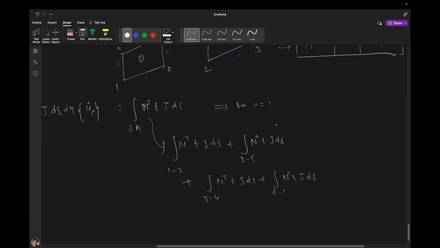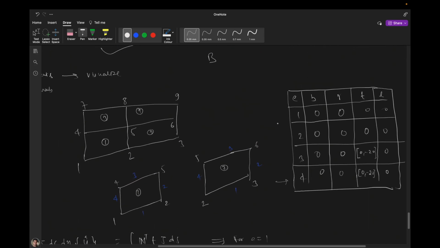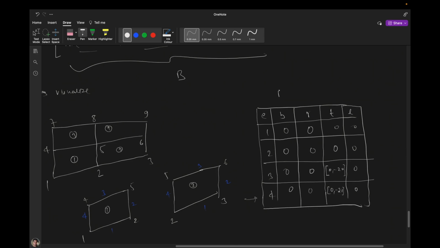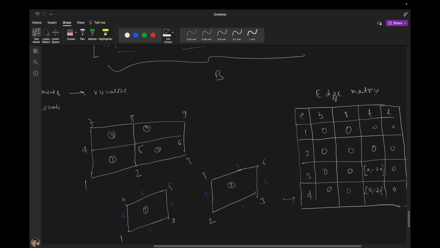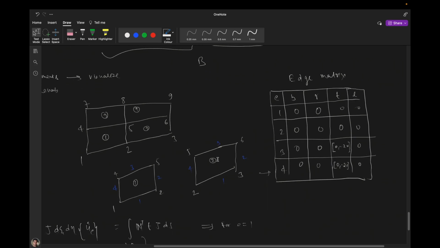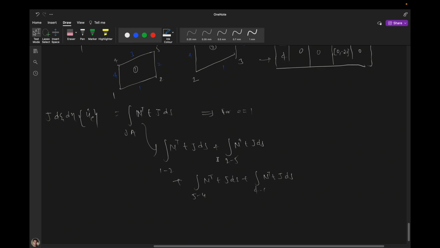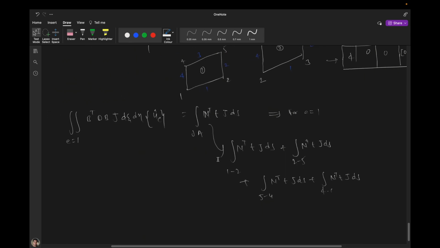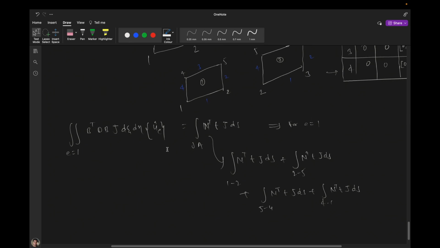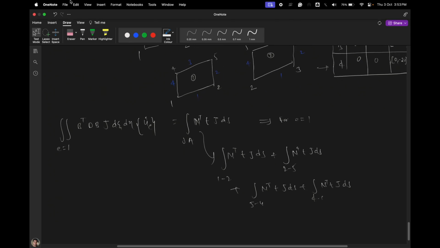So while assembly, this edge matrix will help. We will be using the edge matrix in this case, so it will be very easy to solve. Yeah, it's all about the edge matrix, then automatically it will be solved. Now let's go to the MATLAB program and we will see how we are using it.